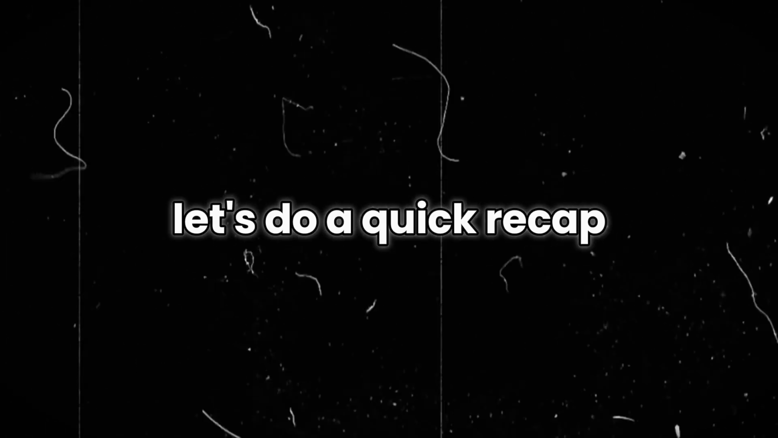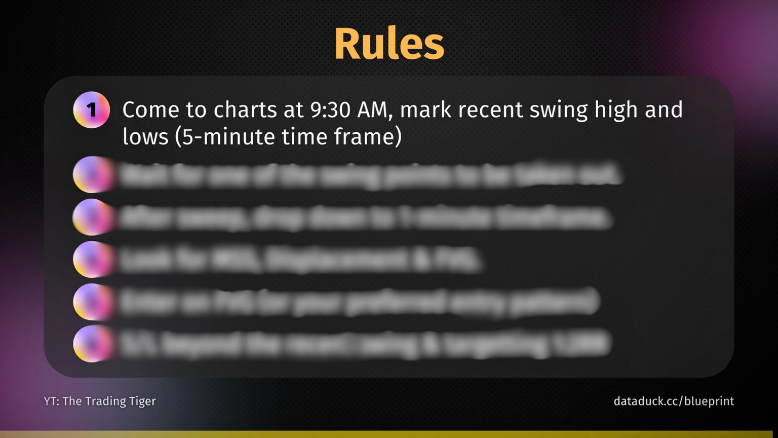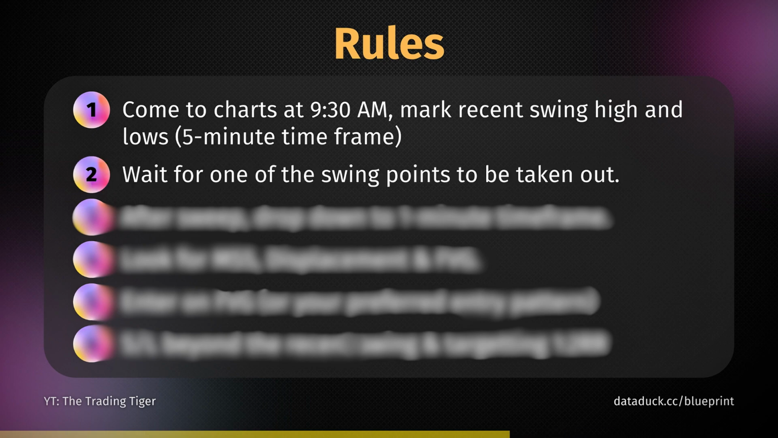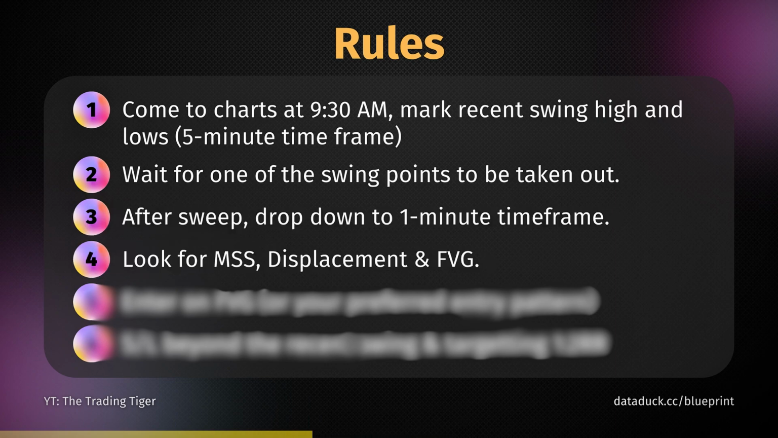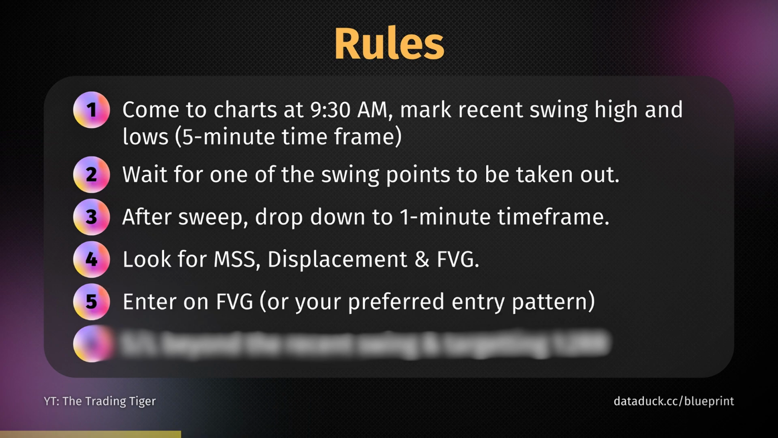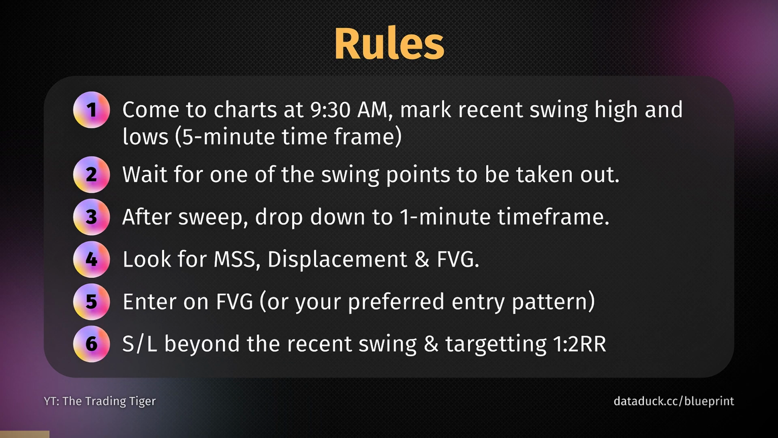Let me recap all the steps once again. Come to your charts at 9:30 a.m. and on the 5-minute time frame, mark all the recent swing highs and swing lows. Once one of these swing highs or lows gets swept, drop down to the 1-minute time frame and wait for a market structure shift, displacement, and a fair value gap. The stop loss should be placed beyond the recent swing point, with a target of a simple 1:2 risk to reward ratio.